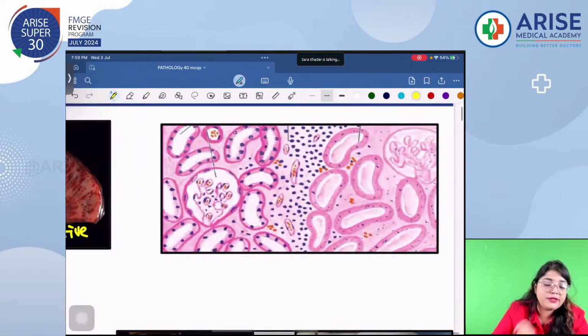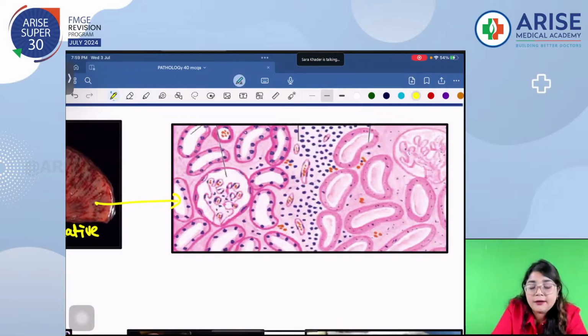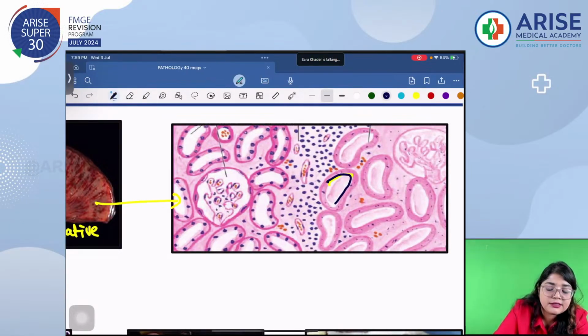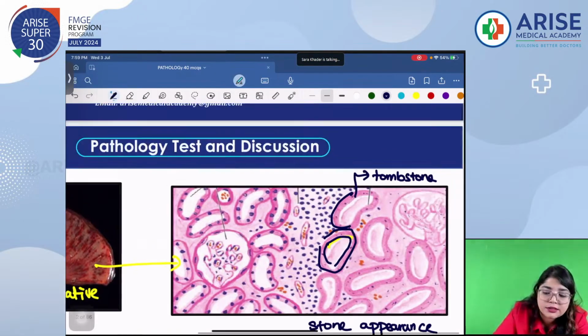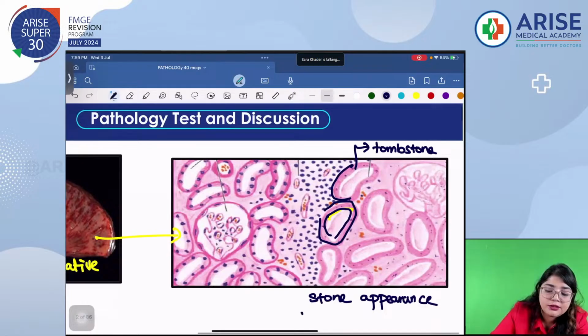What about this? When you take the histopath of this, you'll see a lot of ghost cells. So the nucleus is lost, and you see these ghost cells. And this is known very famously as the tombstone appearance. Tissue architecture is maintained, but the nucleus is lost. Okay, what is lost here? The nucleus is lost.